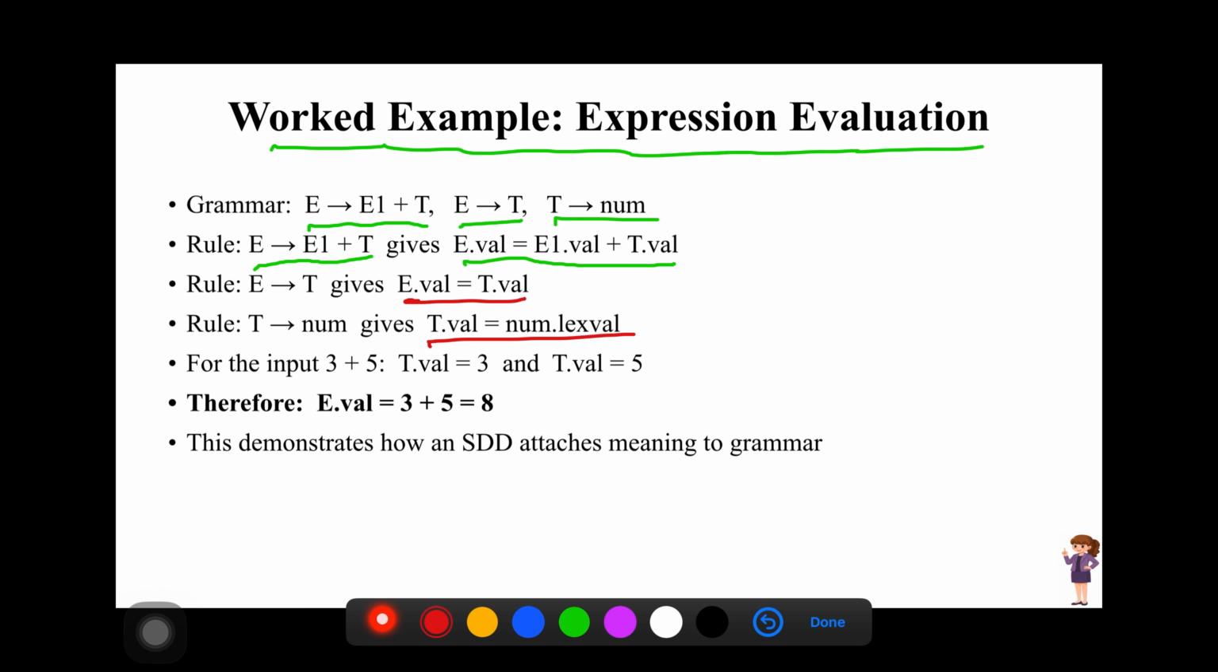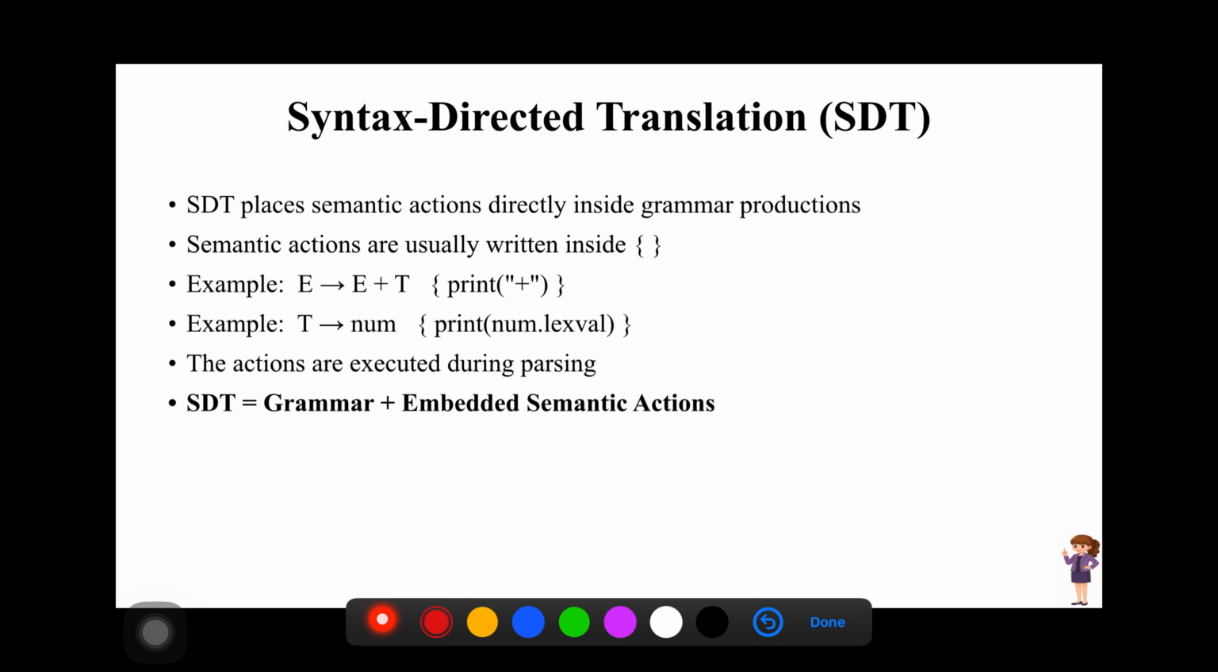Here, lexval represents the numerical value obtained from the input token. Suppose the input is 3 plus 5. The first number gives us the value of 3. The second number gives us the value of 5. Finally, the semantic rules calculate E.val equals 3 plus 5, which gives us 8. So the example demonstrates how an SDD can be used to calculate the value of an expression. Let's move on to the next slide.